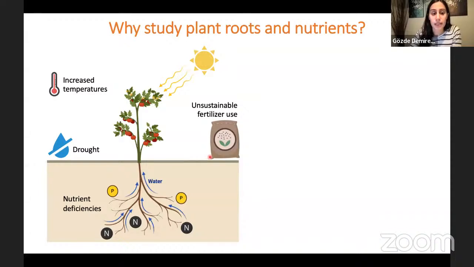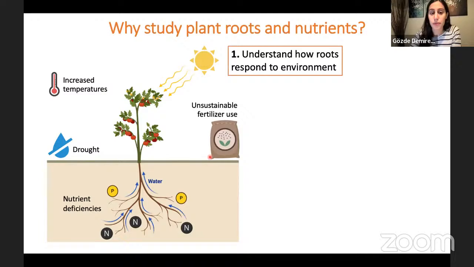So if we could understand how plant roots respond to the environmental conditions and the availability of nutrients, so that we could engineer these root systems more efficiently to be better adapted to the changing conditions, as well as to support the growth of more productive plants using less nutrient fertilizers, that would be a very impactful way of going forward with some of our gene editing studies.